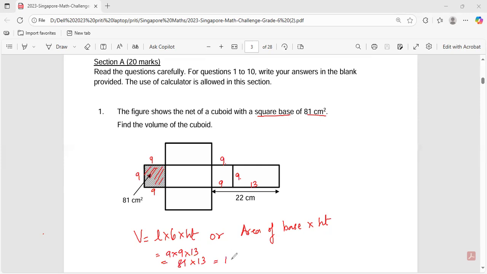which will be 1053 centimeter cube. So the answer for this question: what is the volume? The volume is 1053 centimeter cube. So this is the main thing. You need to know the formula, and then this question can be done. So let's go to the second question.